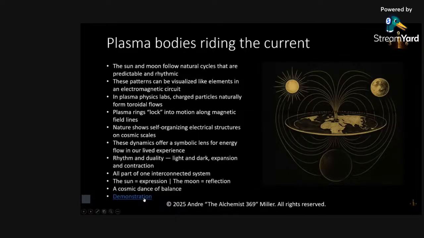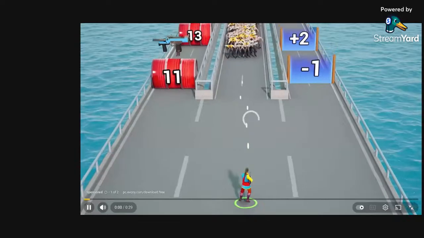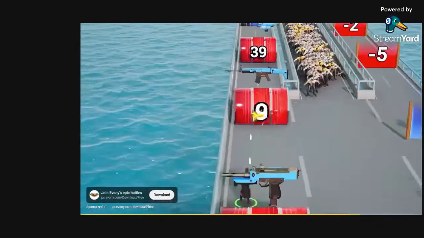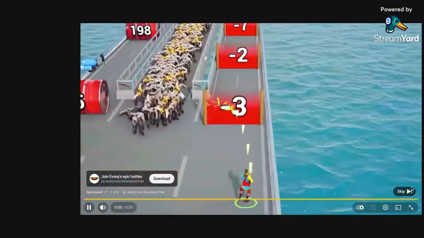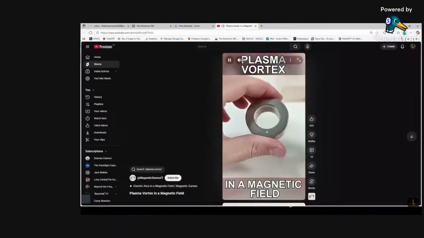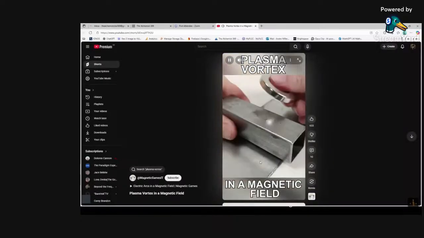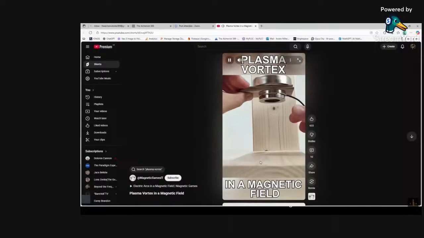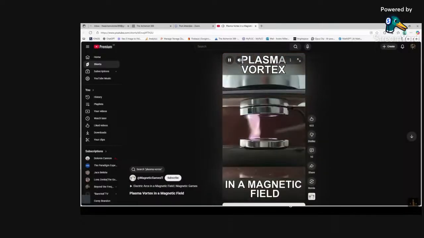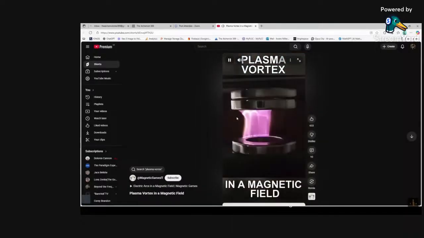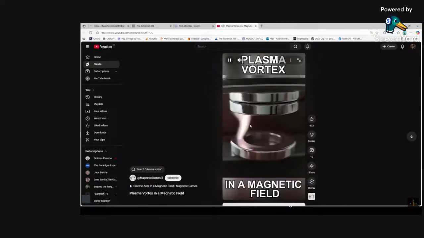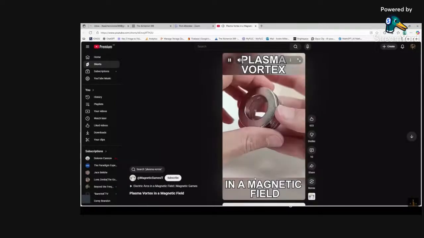And here's a demonstration of what I mean. This is just a quick little example. You're going to create a magnetic field with two magnets, right? This is going to simulate a toroidal field, and the plasma rotates around it, right? This is how the sun and moon are. So the core creates here.